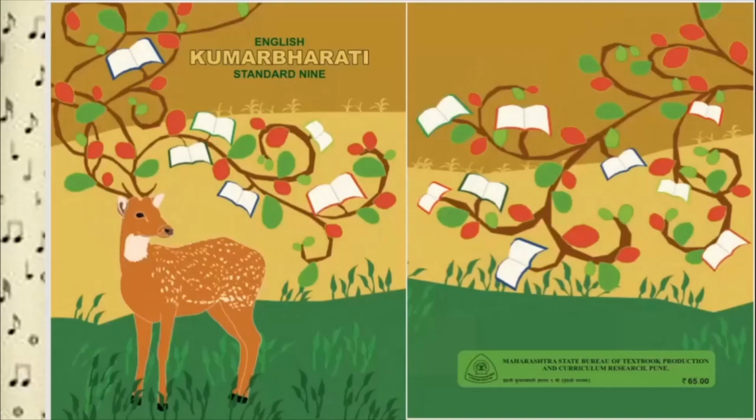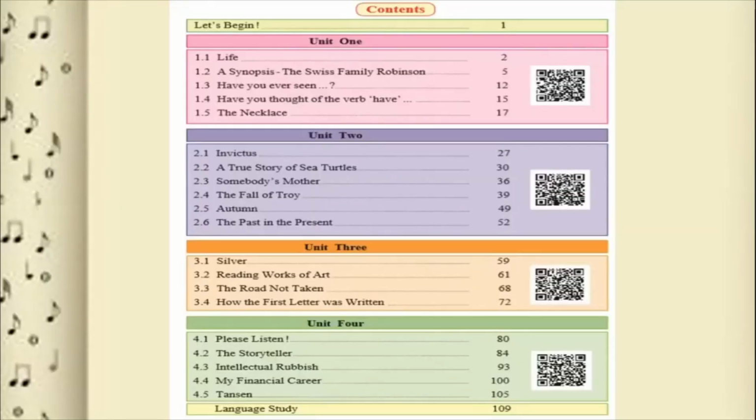Now, let us go in and glance at what all we are going to learn this year as part of our 9th standard English syllabus. We have the contents page now. In the beginning, you will see a "Let's Begin" part, which gives an introduction to this textbook: how many people have put in their efforts to make this textbook available to you, who the printers are, who edited this textbook, etc. Then, children, we have 4 units. Unit 1 has 5 lessons. Unit 2 has 6 lessons. Unit 3 has 4 lessons. And unit 4 again has 5 lessons.